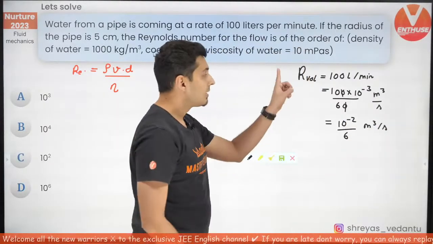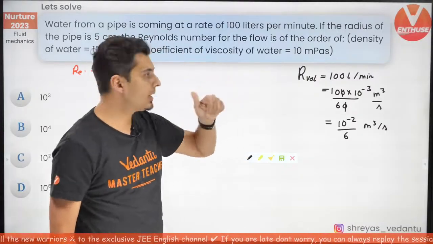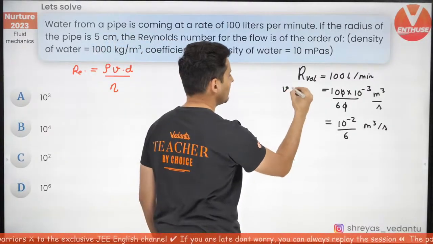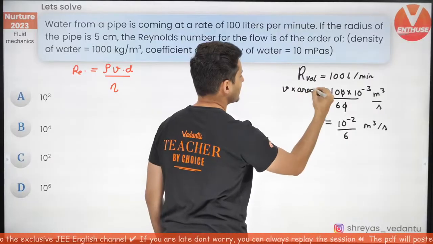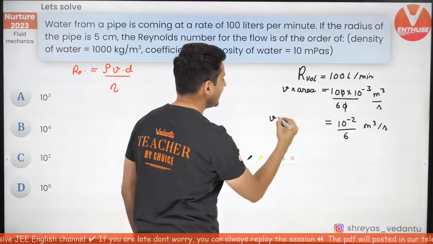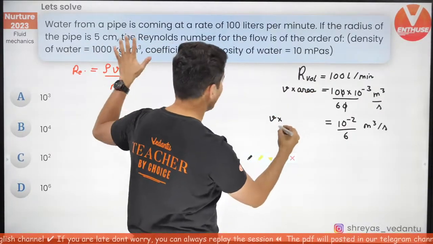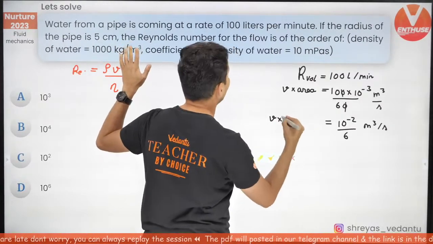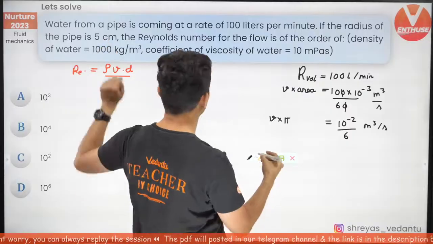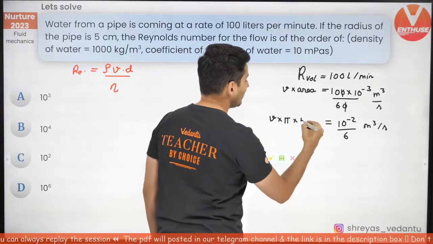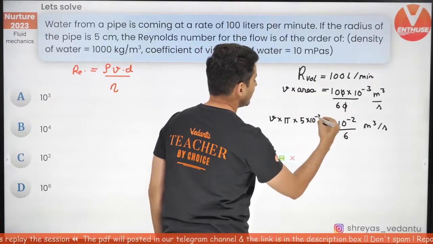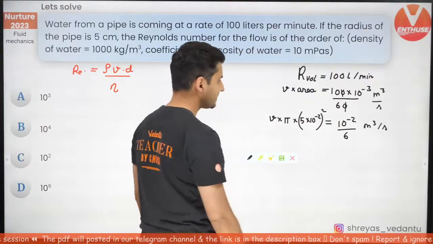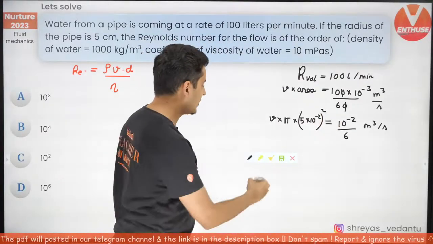Rate is speed into area. Remember, it is speed multiplied by area of cross section. Area will be pi r square. What is r? R is radius. Radius is 5 centimeter, so 5 into 10 to the power minus 2, squared. Perfect. Now let's see what we get.